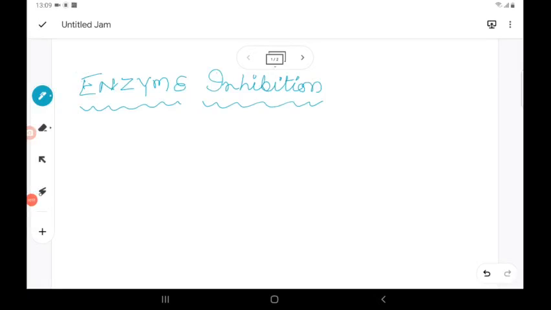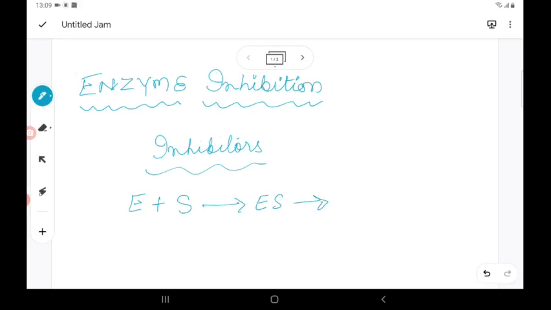Okay, students, hello. Today we will see how the enzymes are inhibited. So, first thing we need to know is, what are inhibitors? When we were studying enzyme activity or enzyme mechanism, we have seen that an enzyme can bind with a particular substrate and form an enzyme substrate complex, which breaks down and forms the product. So finally we get the product.